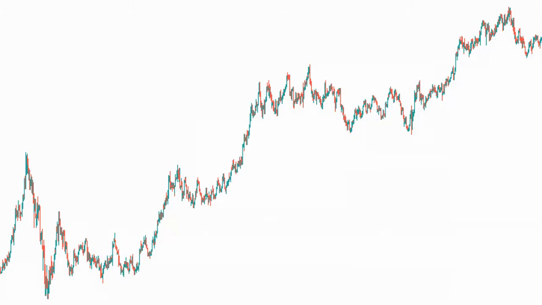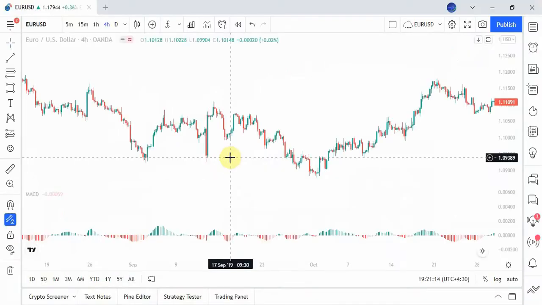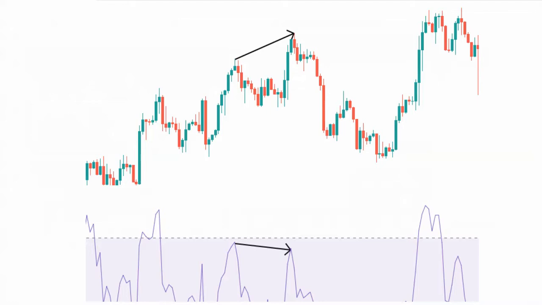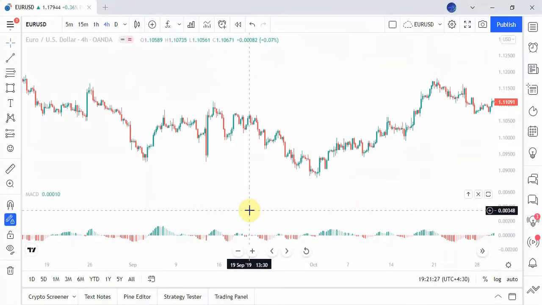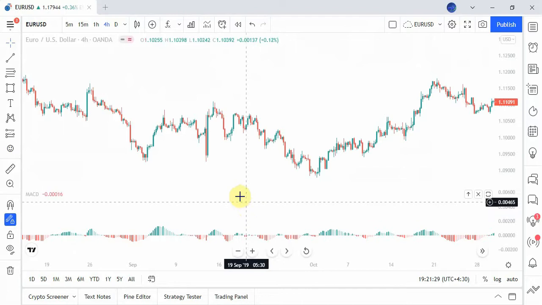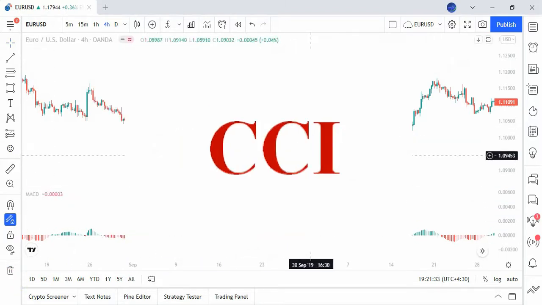Now back to our topic. First, let's find out what is divergence. Whenever we have higher highs and higher lows on price chart, but on the indicator, lower highs and lower lows are being seen, and conversely, therefore we have divergence. Divergence can be identified by indicators such as RSI, MACD, and CCI.